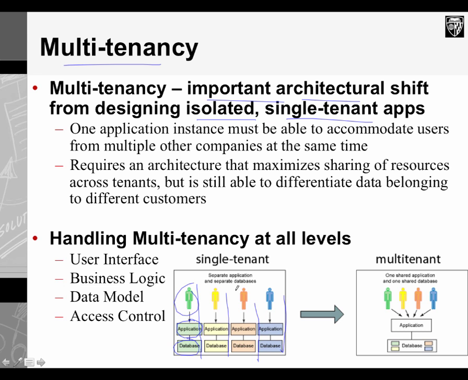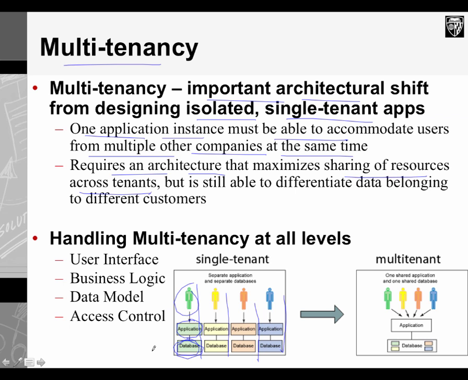Whereas a multi-tenant characteristic of an application involves one application instance that must be able to accommodate multiple users, and these multiple users can be coming from different companies and maybe coming at the same time. It requires an architecture that maximizes the sharing of resources across the tenants. Now, what do I mean by sharing of resources? Resources such as the database, the storage, the computation, the network communication, the bandwidth, everything needs to be shared by all these different users.